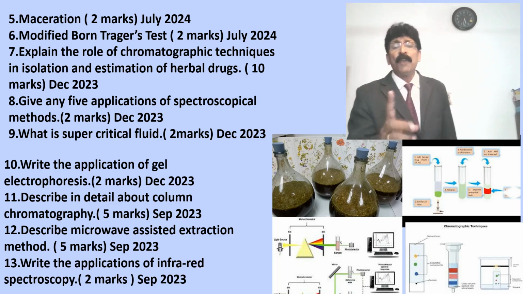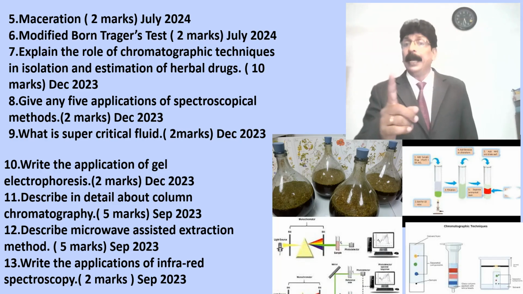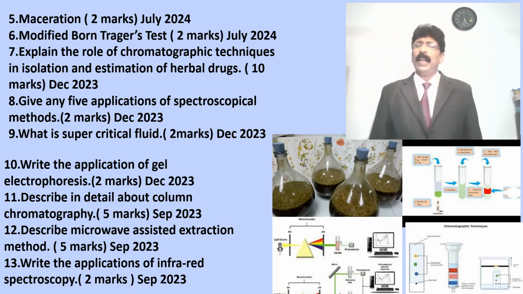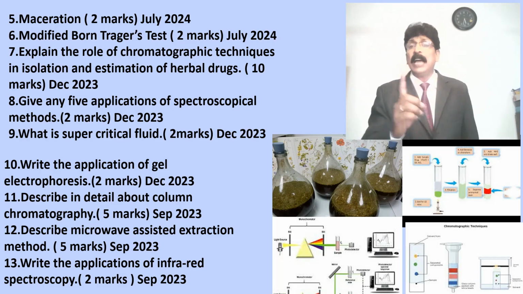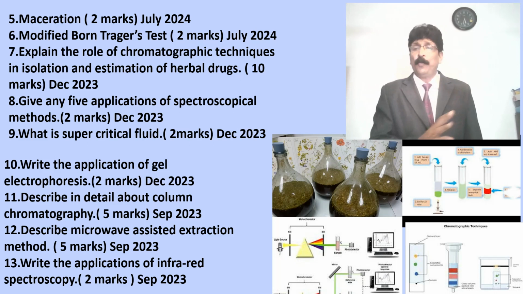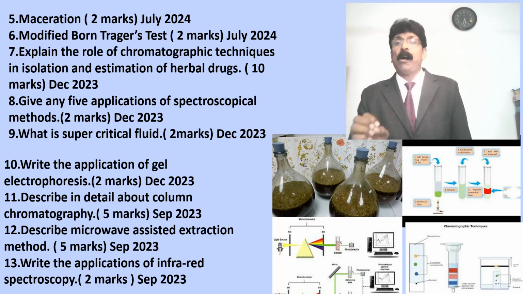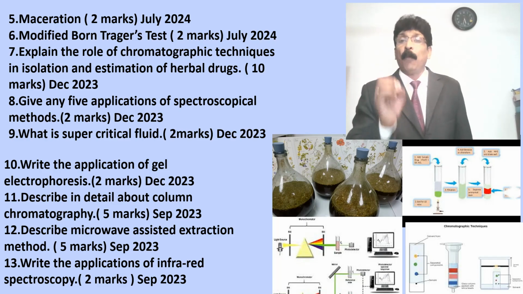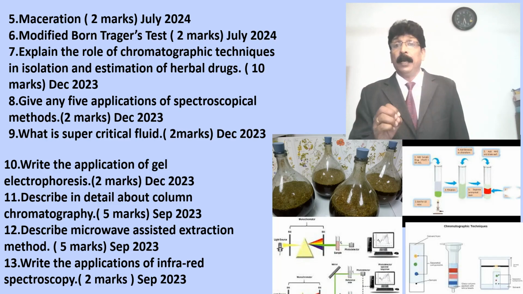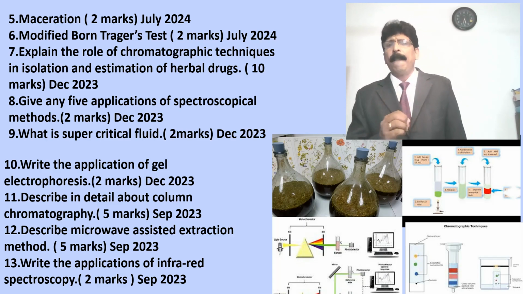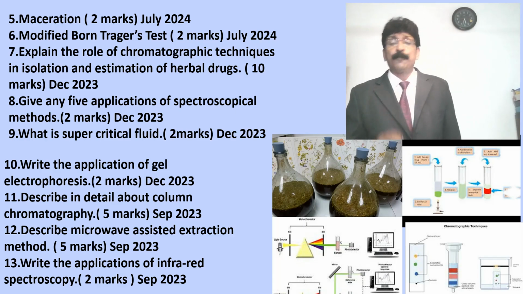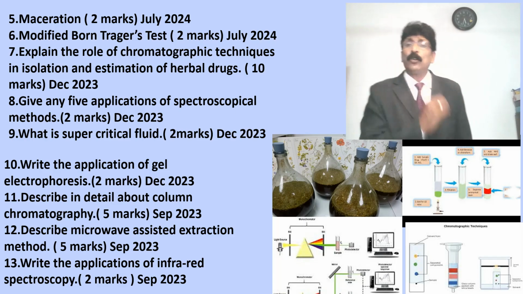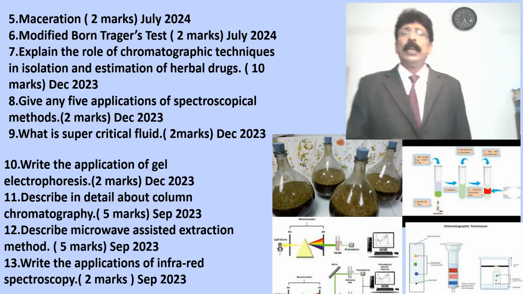Write the application of IR spectroscopy in herbal formulation or herbal isolation techniques. IR spectroscopy is used for finding out the functional group, whether it is a ketone, aldehyde, nitrogen or amine group, alcoholic group, or what type of ring structure it has. Functional groups can be easily identified by infrared spectroscopy. So it also plays a major role in identifying or characterizing the isolated compounds.